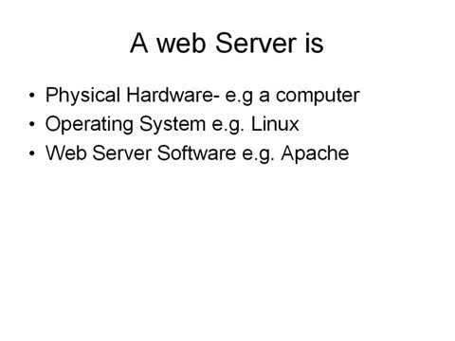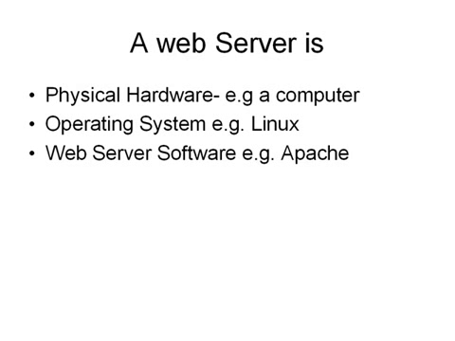Start with a web server. Now, a web server is simply physical hardware, i.e. a computer, very similar to the computer you're working on right now. And that computer is running an operating system. Now, the most common one on the internet is Linux. And in turn, that operating system is running web server software, and again the most common one is Apache.